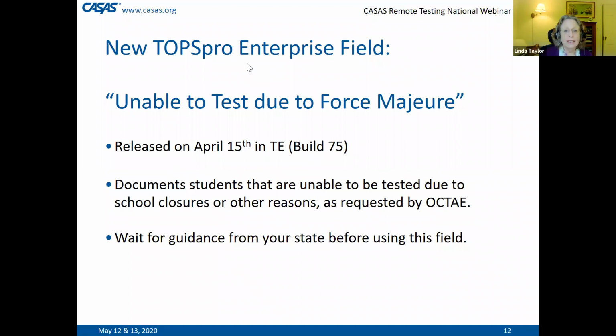So in response to this, CASAS has added a field in our software, TOPS Pro Enterprise, called Unable to Test Due to Force Majeure. This is a way for you to document the students that you are unable to test, that you're exempting. We released that a few weeks ago. If you're going to use it, you should wait for guidance from your state before completing this field, because they may have specific ways they want you to do it, but please do take advantage of this if you'd like to.